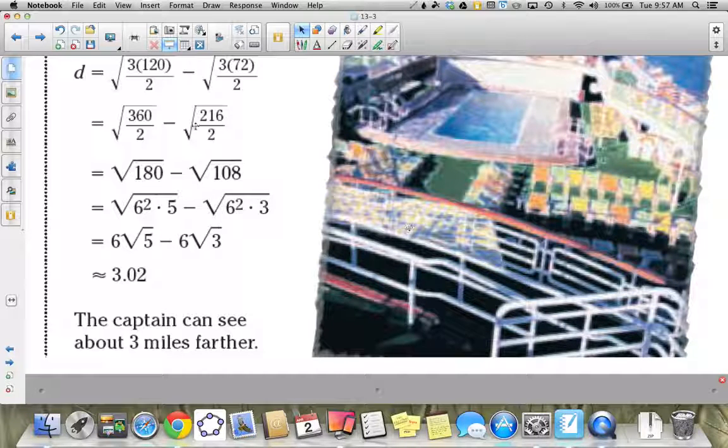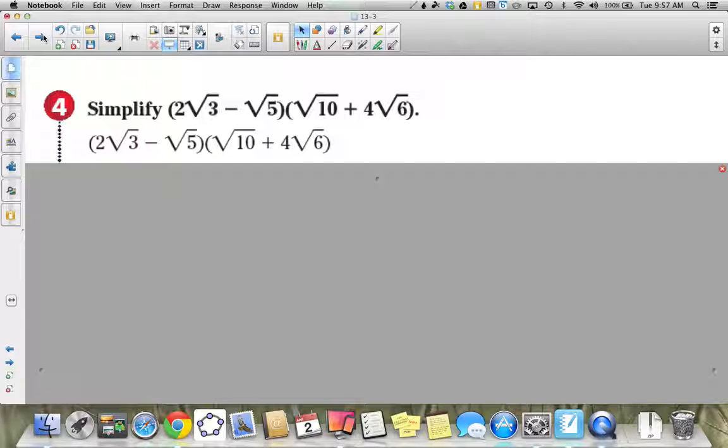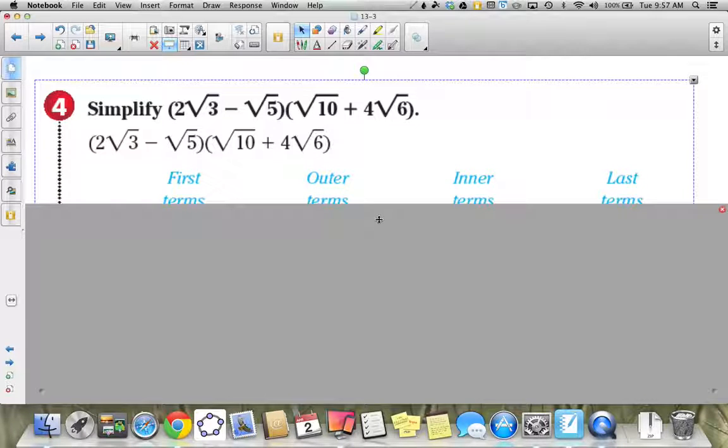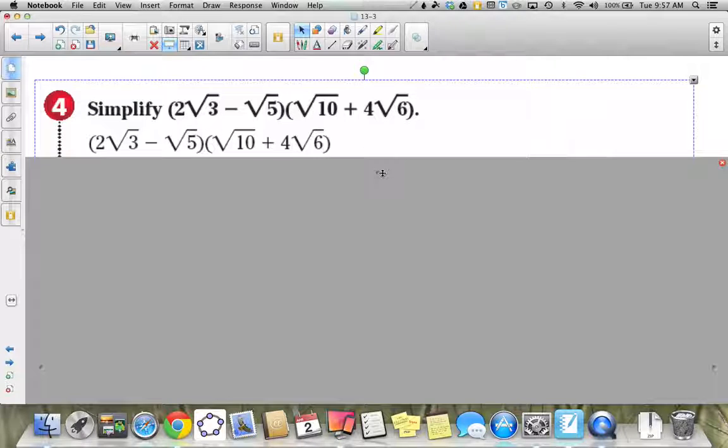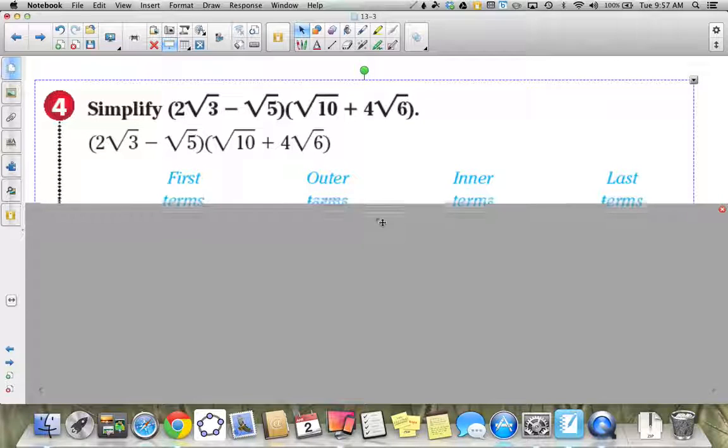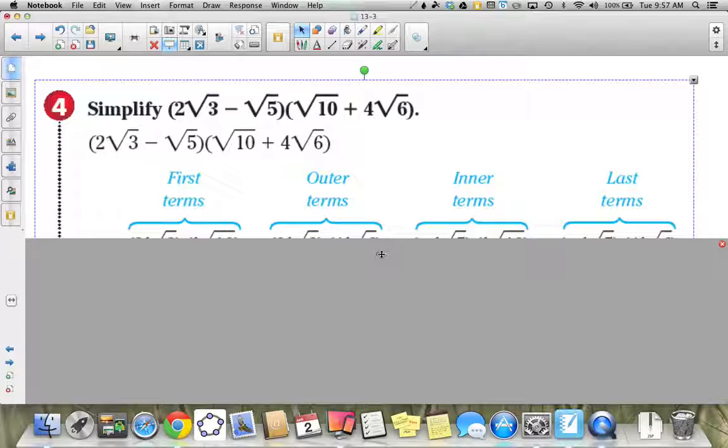Okay, so next example, example number 4, we are asked to simplify 2 radical 3 minus 5 radical 5 multiplied by the quantity radical 10 plus 4 radical 6. If you notice, this is a multiplication of 2 terms, so we will use the distributive property to solve this, or another way to solve this is using the FOIL method: first, outer, inner, last.